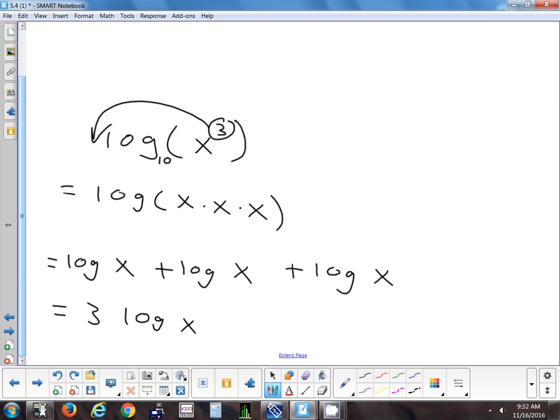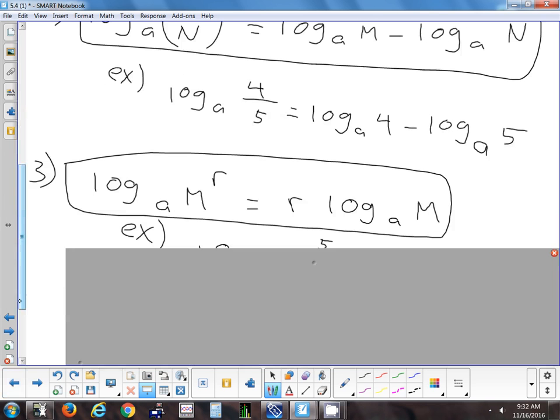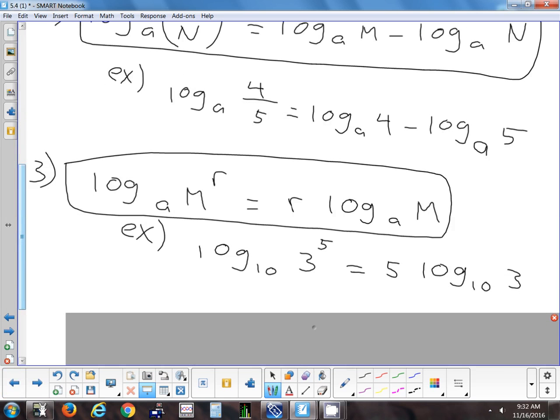Okay. And the reason why it works, I just showed you. All right, so rule 3 says if you have an exponent, you can take the exponent and put it in front. And you don't have to go through all the steps explaining why. Okay, I showed you the why. Now we'll just put it in front.